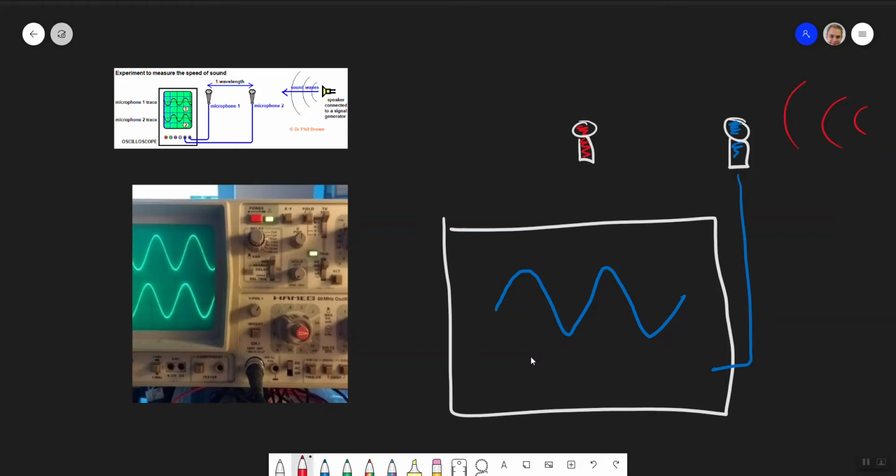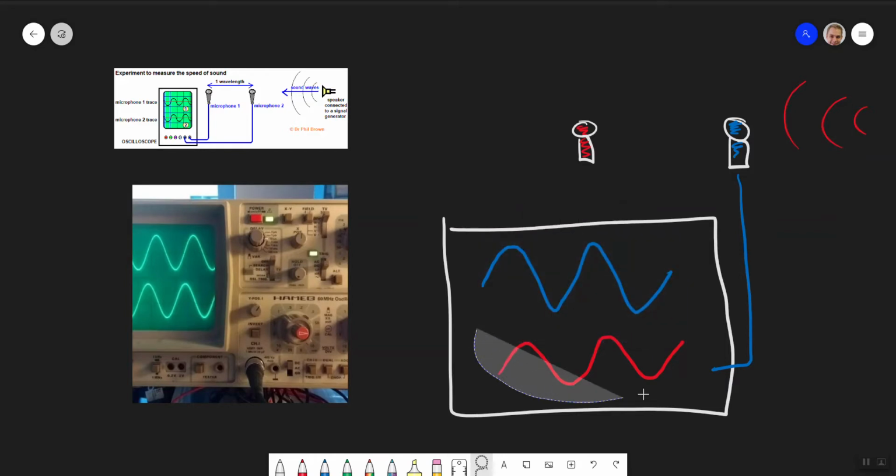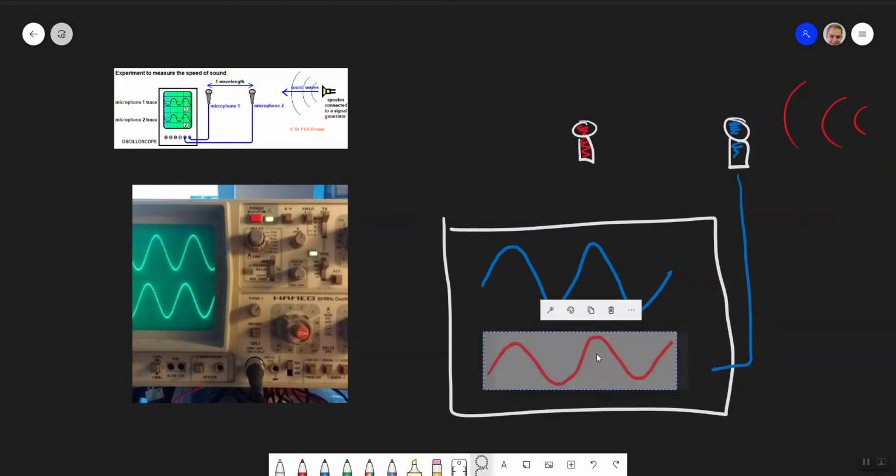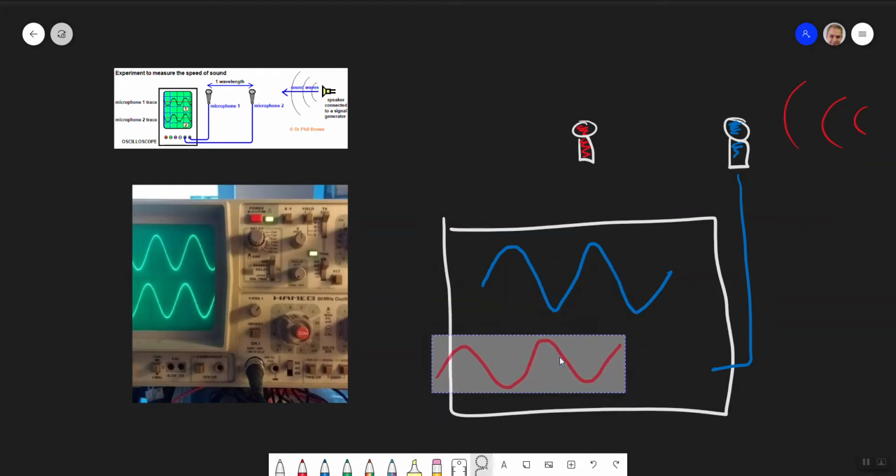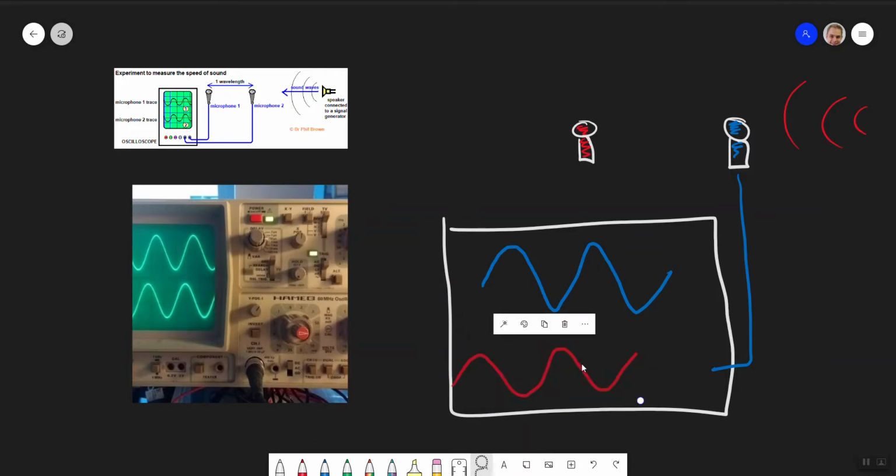So we're looking at this trace. Initially, these traces will not line up. Let's say that the red trace is slightly off center, so it's over like this. These traces don't line up. And what you can do is mess around with the distance between these two. You can move this one closer to or further away.